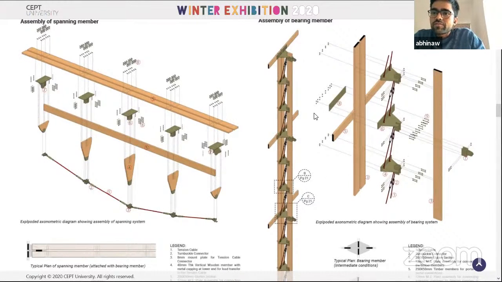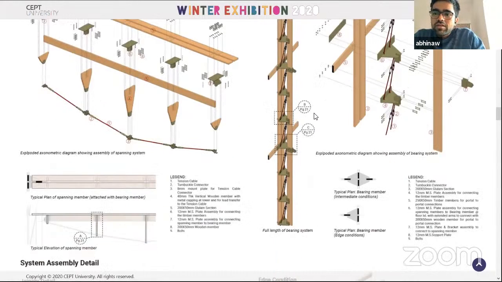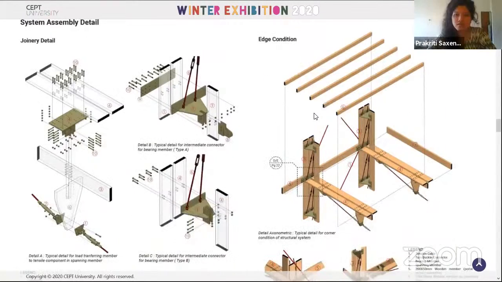So coming to the next, even though the studio was online, Abhinav, you had physical models as well, right? While you were working?